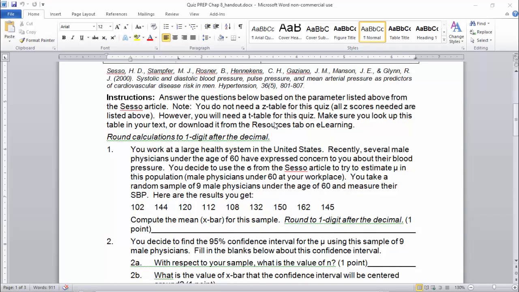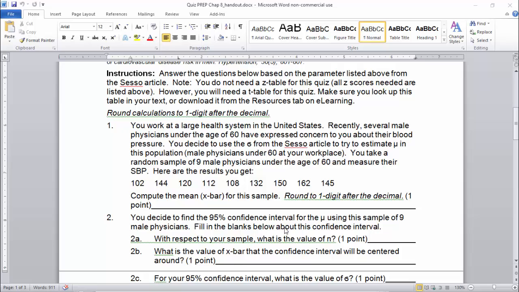However, you do need the T table for this quiz, so we're going to do a little T table exercise so you can get used to that thing now. And where the T table and the Z table are, I went over this a little earlier, but just to remind you, they're in the appendix of the textbook.